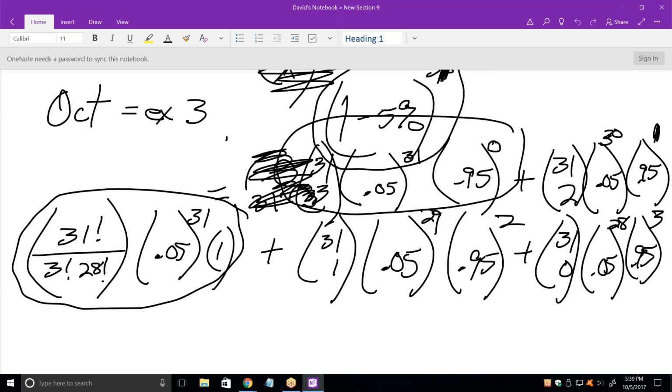So you're saying that's the answer? Yeah. Do you have answers on these? Oh, wait. For this one, I'm confused. Well, I'm a little confused too, and I apologize. So what I did is I did the combination of 31 and 3, which is this, times 0.05 to the third times 0.95 to the 28th.